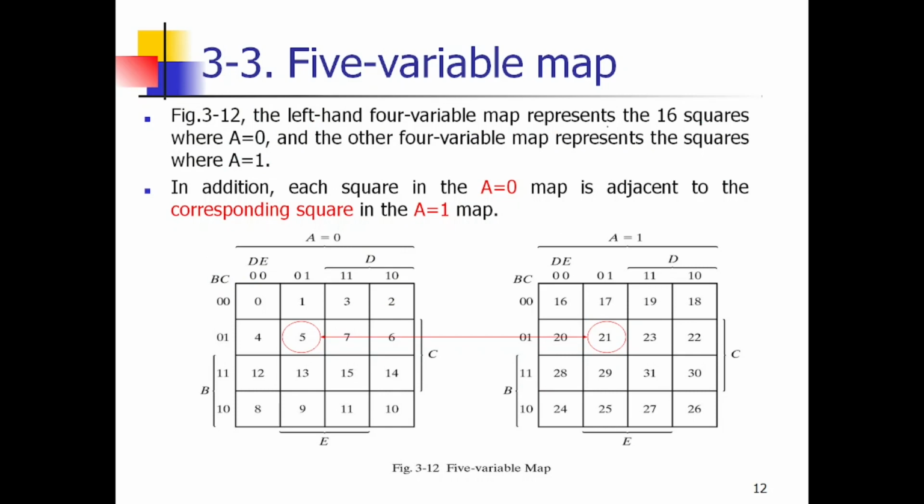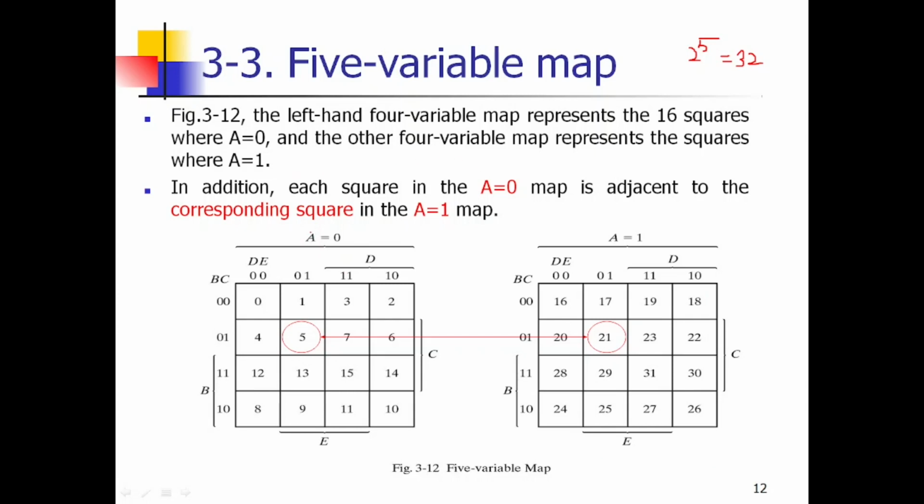So next is 5 variable K map. For 5 variable K map, how many cells are there? 2 power 5, that is 32 cells. So this is a 5 variable K map. Here are 16 cells, and we are combining them to make 32 cells. Okay. These 16 cells are for A equal to 0, and these 16 cells are for A equal to 1.